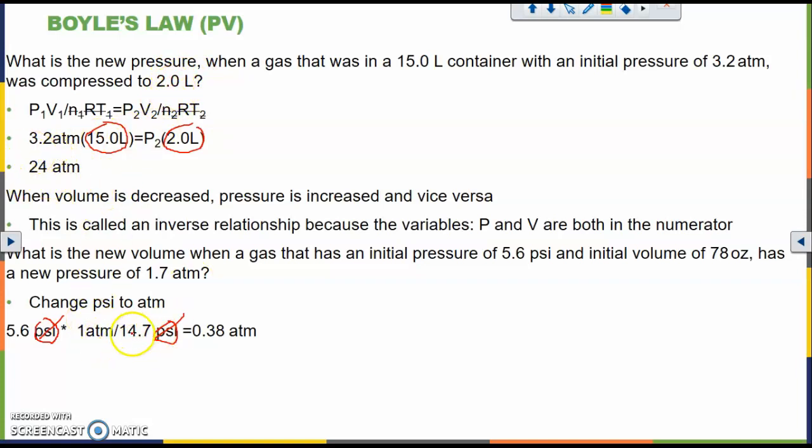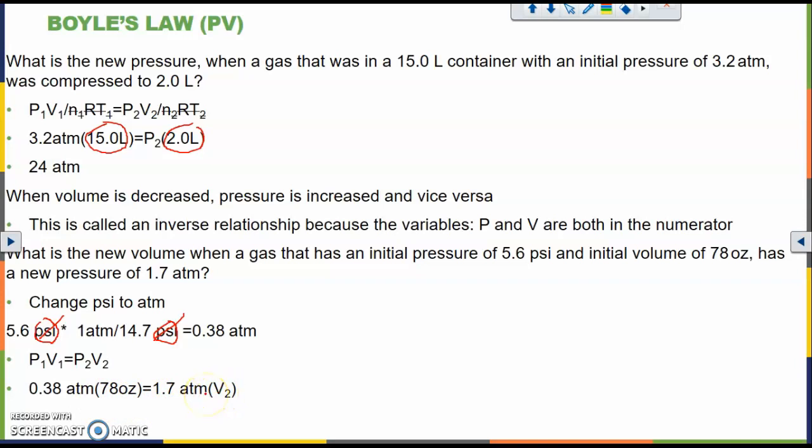Okay. But going back to this problem, the first thing we did was we converted PSI into ATM. Then we plug it into this equation again. Okay, P1V1 equals P2V2. This is pressure 1 now, so PSI has now changed into ATM. The initial volume is 78 ounce. And the new pressure is 1.7 ATM, so P2 is 1.7 ATM. All right. We do the math. 0.38 ATM times 78 divided by 1.7.